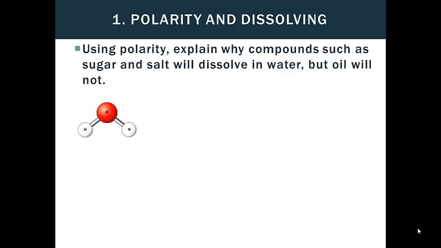The first question asks us to use polarity to explain why compounds such as sugar and salt will dissolve in water, but oil will not. So first, we need to look at the actual structure of the water molecule. Oxygen has 6 valence electrons and each hydrogen has 1. So when we put them all together, we get a full octet. So we see 8 electrons surrounding the central oxygen atom.